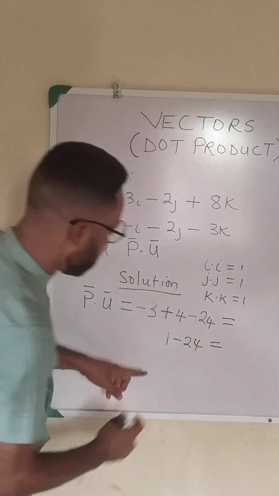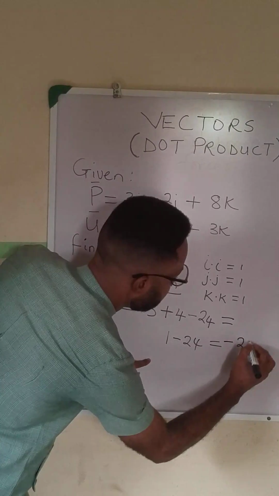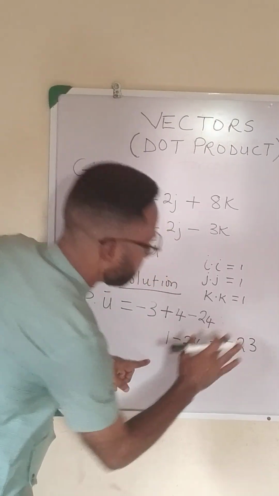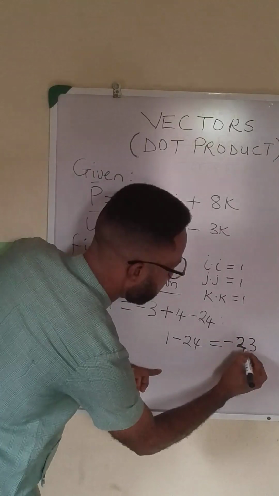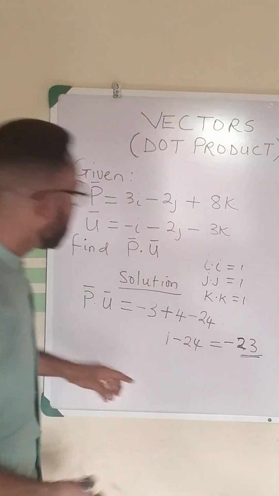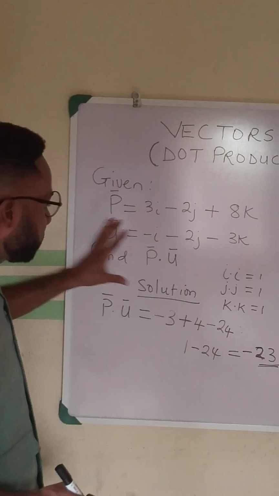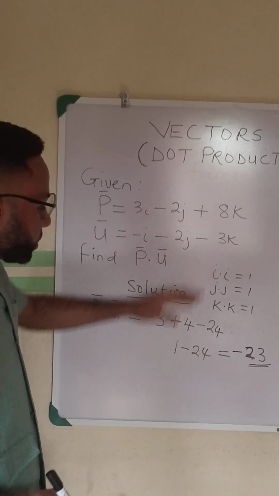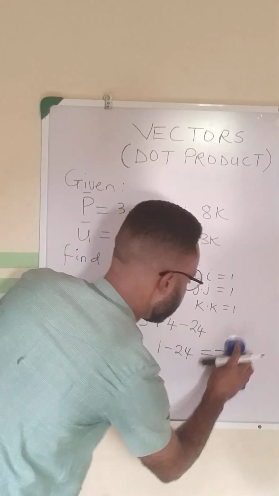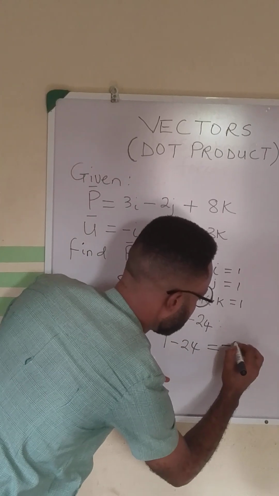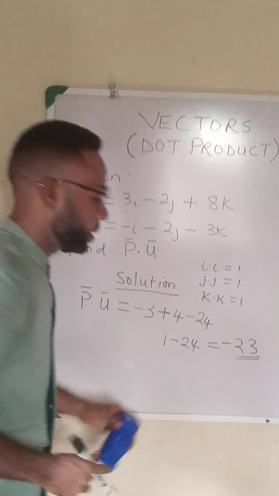This will be equal to 1 minus 24, which will give us minus 23. So we write it properly. So the dot product of P and U for this particular question will be minus 23. Let me write the minus 23 properly. So we have minus 23. Okay. Thank you.